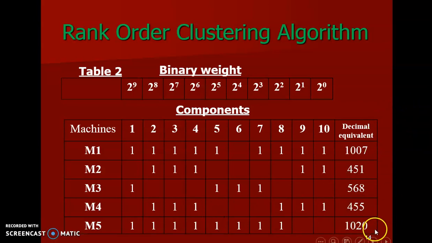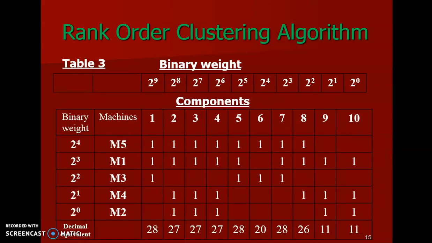So let's take the maximum value. Here the maximum value is 1020. That is machine number 5, which holds rank number 1, giving the rank values for respective maximum values. That is, machine number 5 is rank number 1 and machine number 1 is rank number 2, and so on.